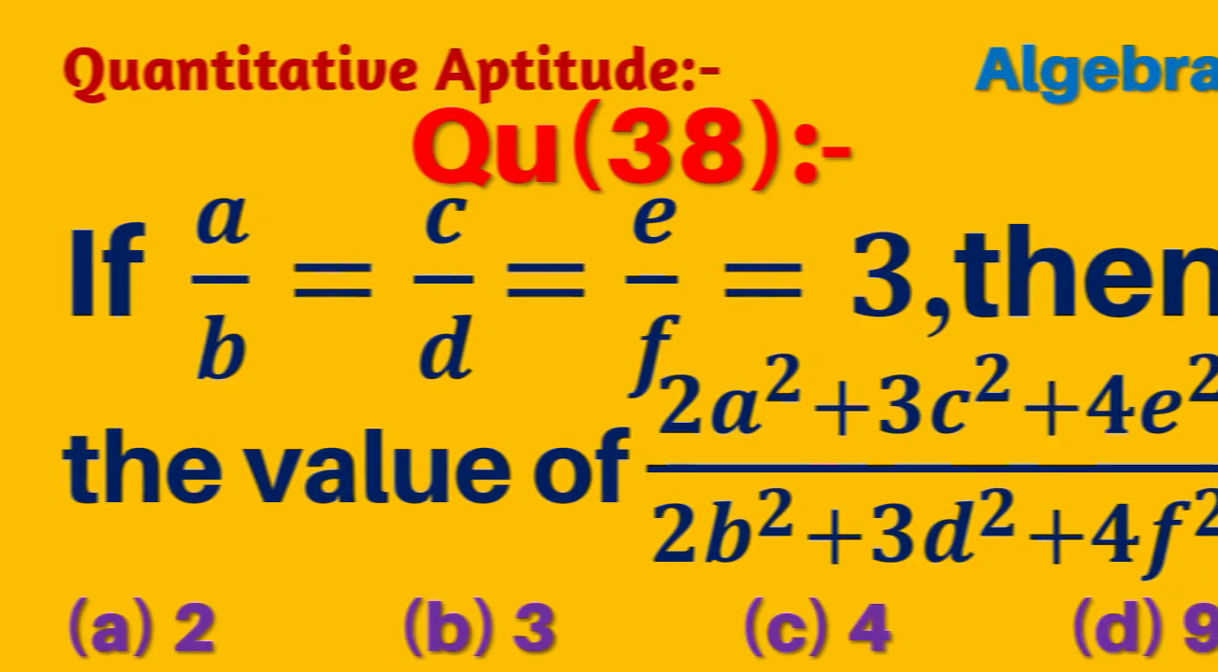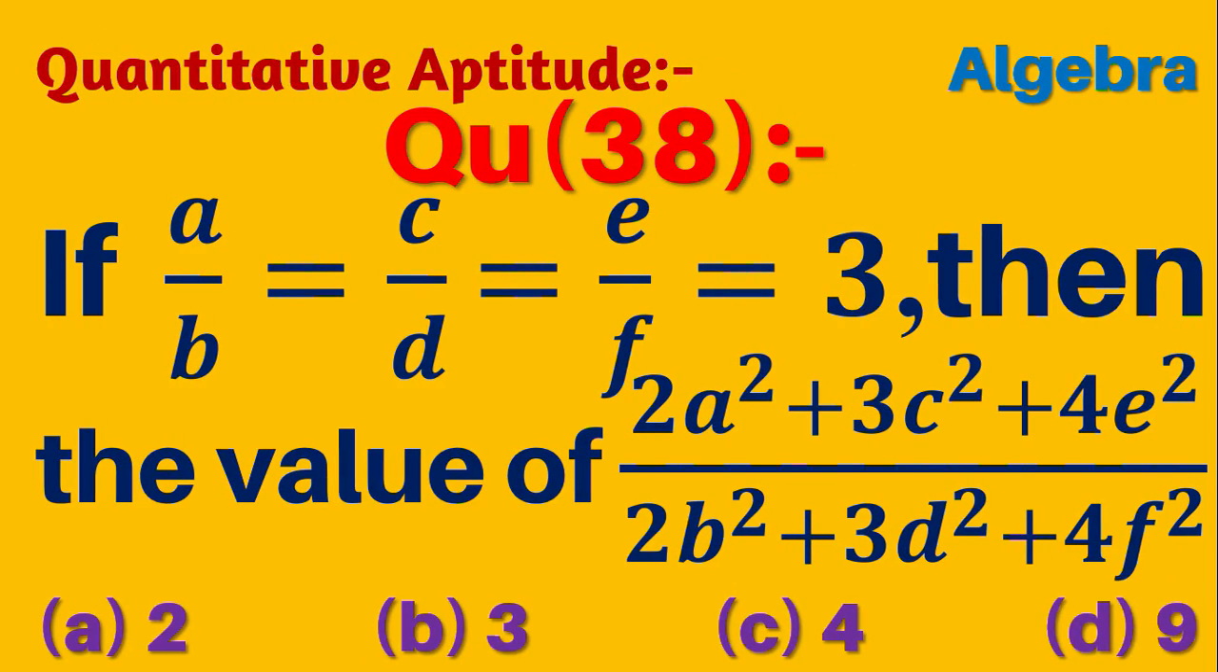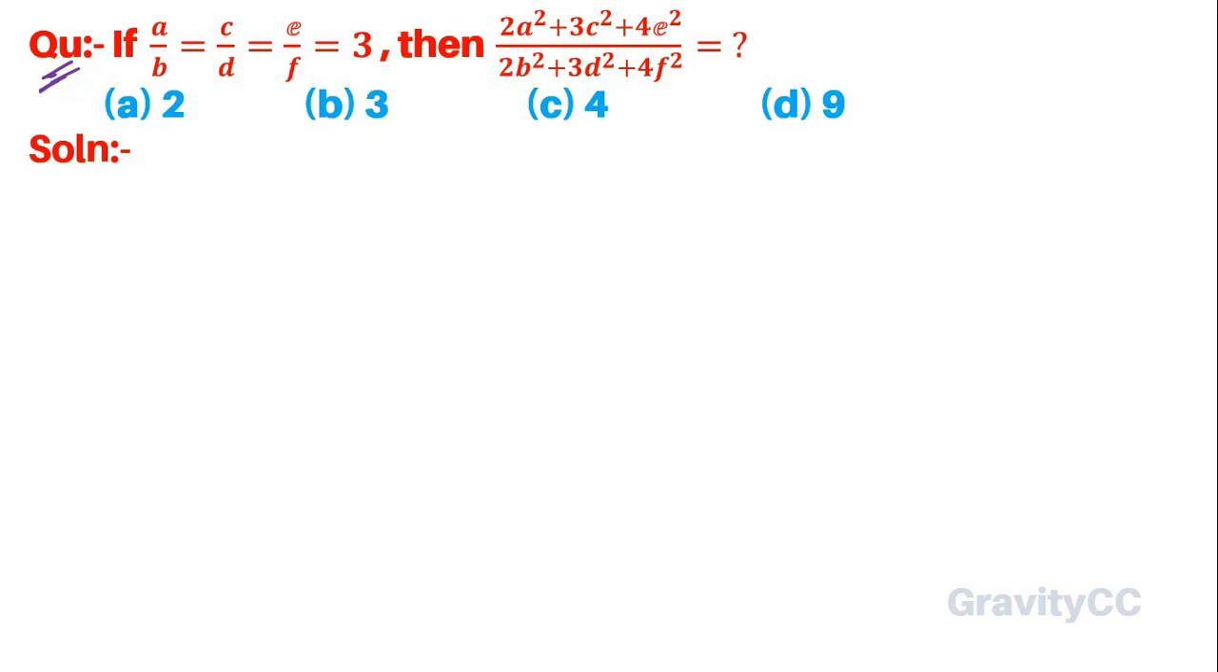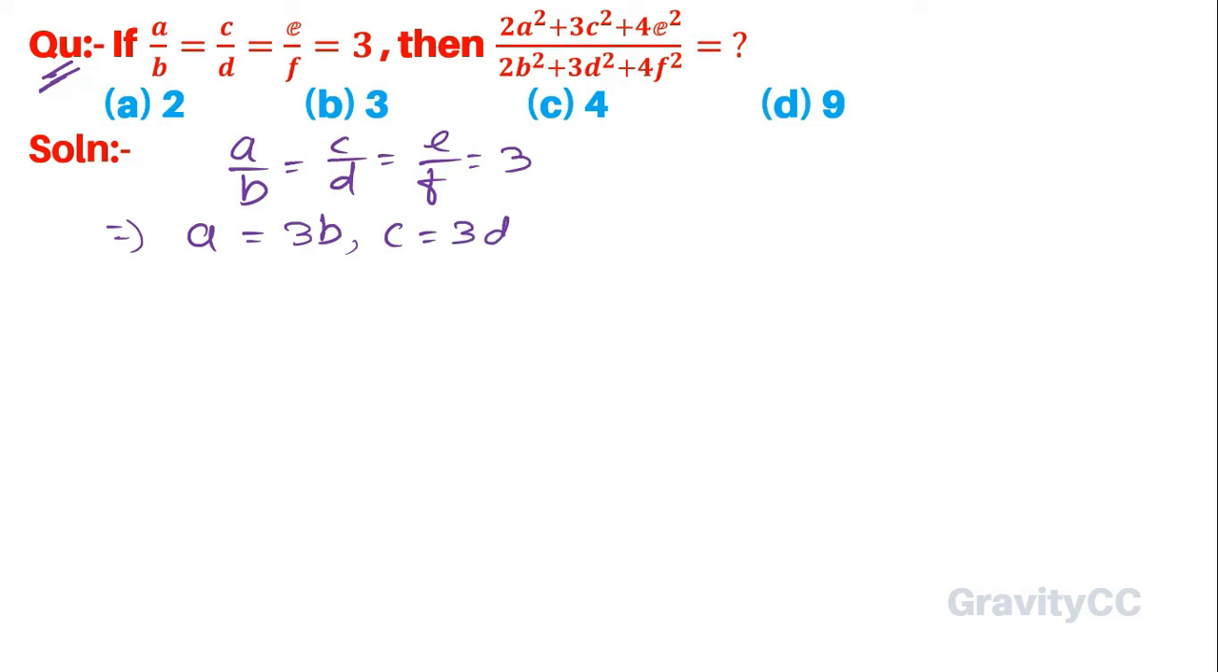If a upon b equal to c upon d equal to e upon f equal to 3, then 2a square plus 3c square plus 4e square upon 2b square plus 3d square plus 4f square is equal to what? So here given a upon b equal to c upon d equal to e upon f equal to 3. So it implies that a equal to 3b, c equal to 3d, e equal to 3f.